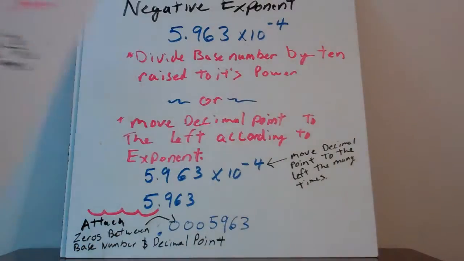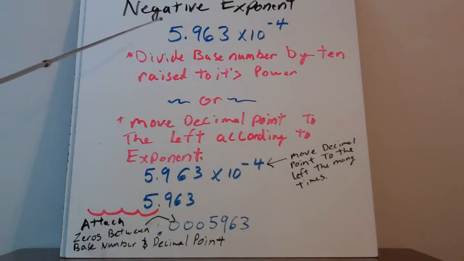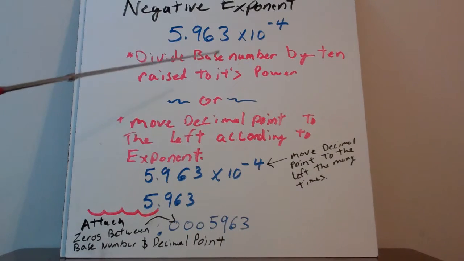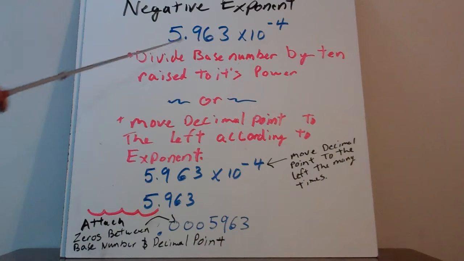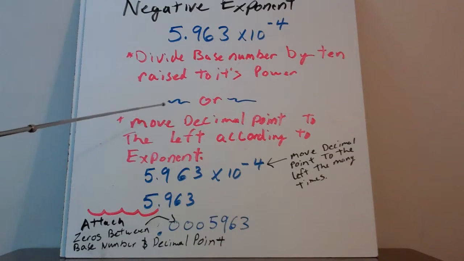So with positive exponents, we're going to be moving to the right. With a negative exponent, we're going to be doing the opposite, and we're going to be moving to the left. Okay? So in this case I have 5.963 times 10 to the negative fourth. There's that negative exponent. So we could divide the base number by 10 raised to its power, so 10 to the fourth power, and then divide 5.963, or we can take that decimal point and move it to the left according to the exponent. So move it 4 times.